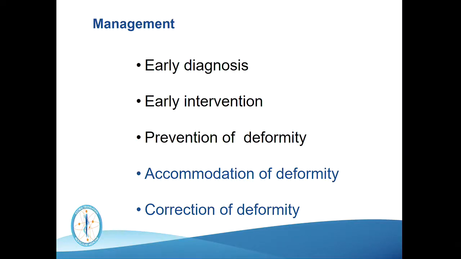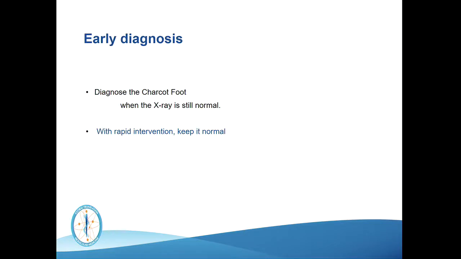So what are we trying to do? Well, as I was saying, we're trying to get to early diagnosis. We don't really want to be having to deal with the accommodation and correction of deformity, which is really more of a surgical thing to do. And how can we do that? We want to diagnose the Charcot foot when the X-ray is still normal, and that's what we call Charcot stage 0. And with rapid intervention, we want to keep it normal.